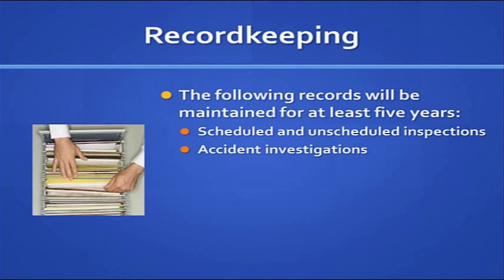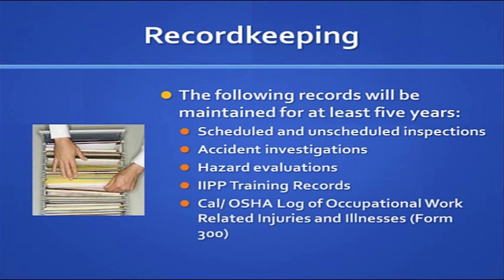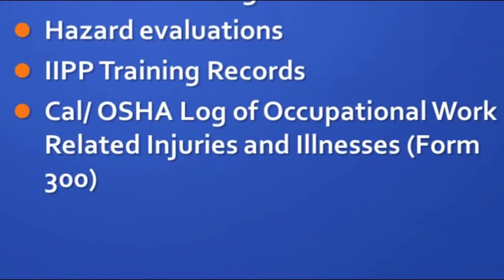Accident investigations. Attention will be devoted to any patterns or repeated situations. Hazard evaluations, IIPP training records, Cal OSHA log of occupational work-related injuries and illnesses, Form 300. These records can help identify hazardous areas in the workplace and determine where immediate corrective action is needed.